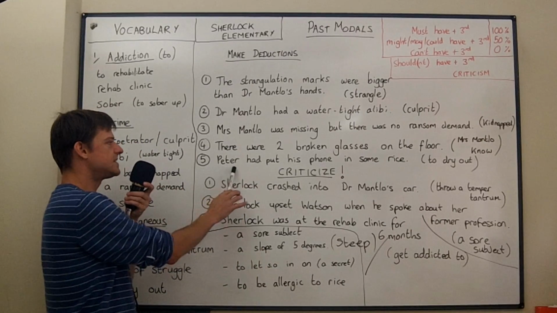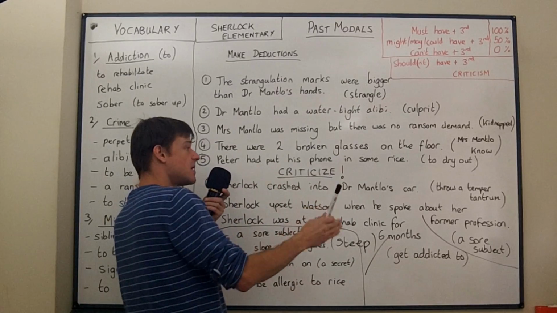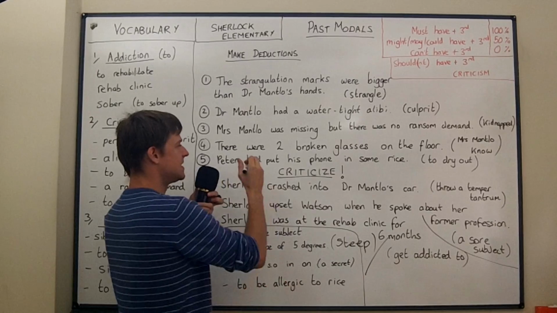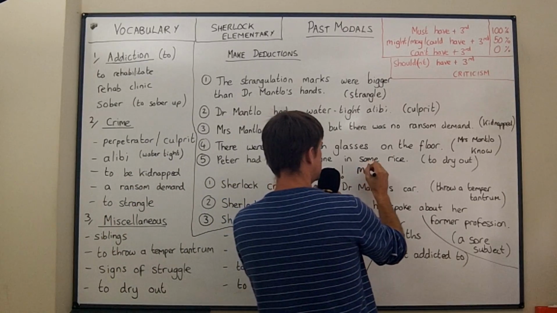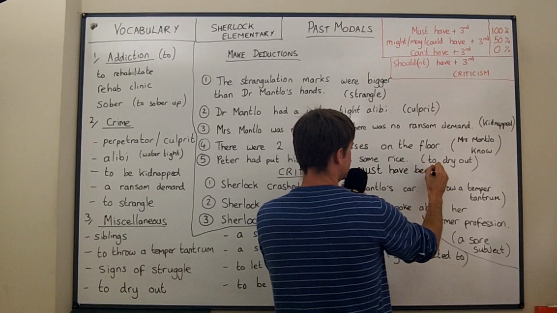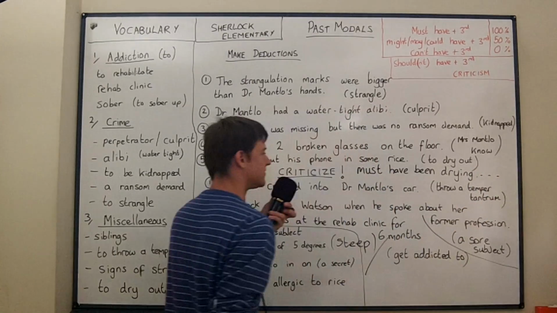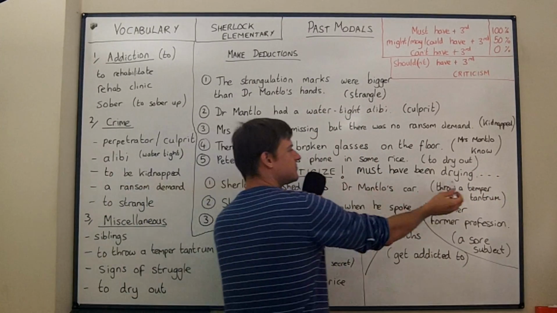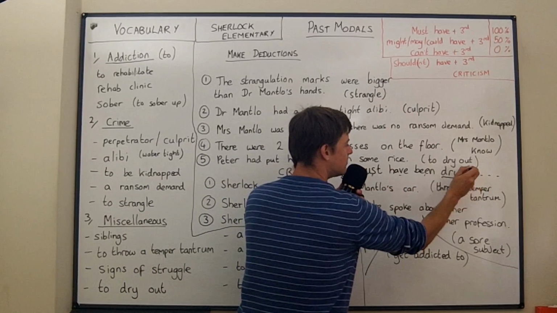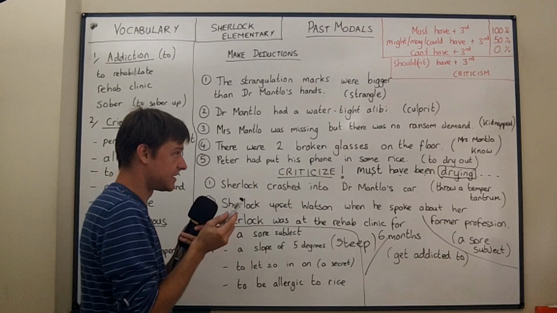Okay, number 5, Peter had put his phone in some rice. He must have wanted to dry it out, but you could use a continuous past modal here. He must have been drying it out. Because it was still in the rice when Sherlock and Watson found it, they could say he must have been drying it out. So remember that there is another continuous form, must have been plus a verb with ing on the end.